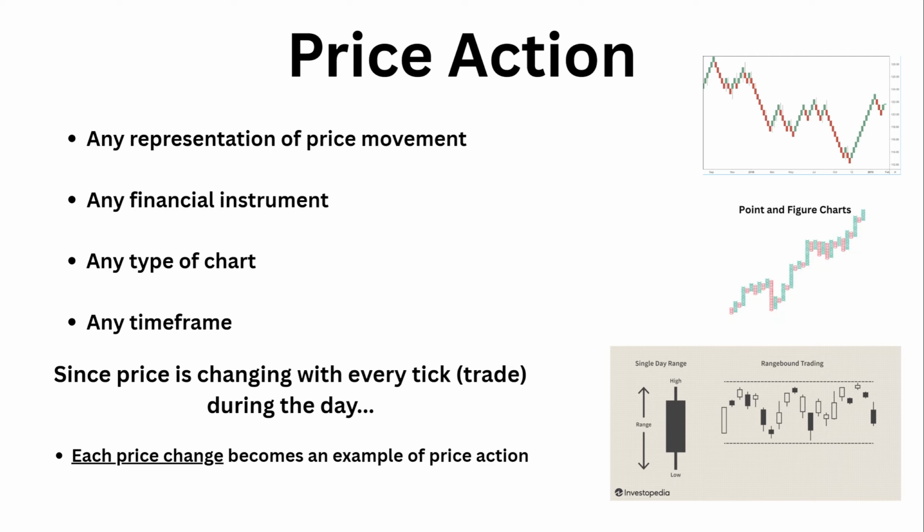A volume chart is what we would see at the bottom, or sometimes on the side. We can get more into that later. A range chart is almost like a bar chart, but it doesn't have any of the body. It just takes the high and the low of that candle. Or a Renko chart, which just takes the overall movement.